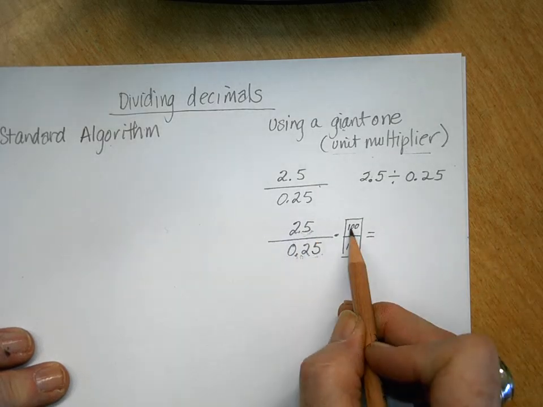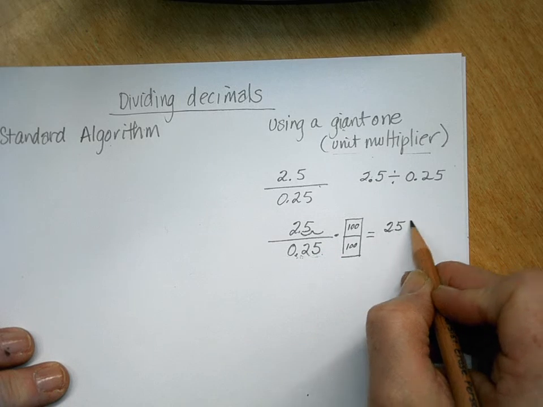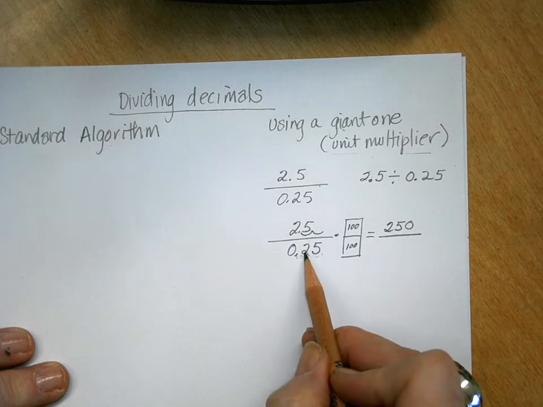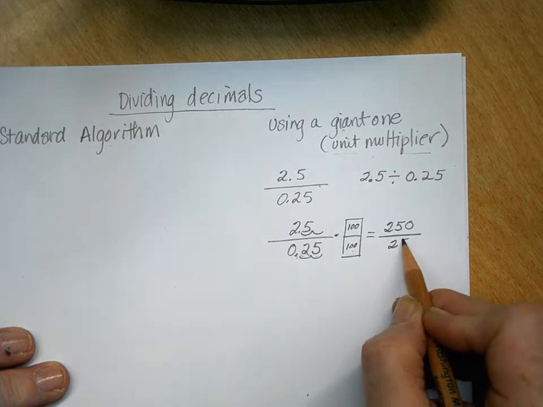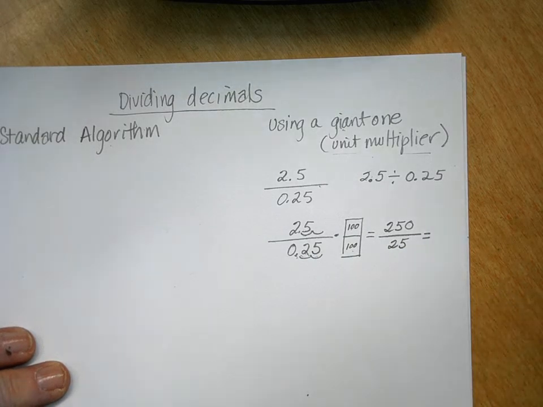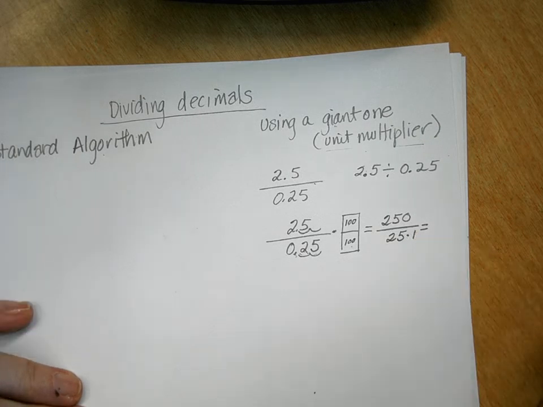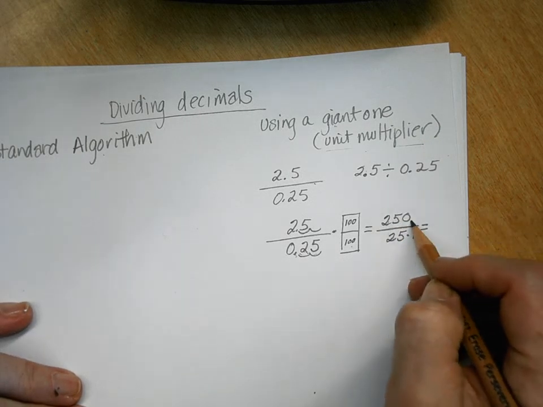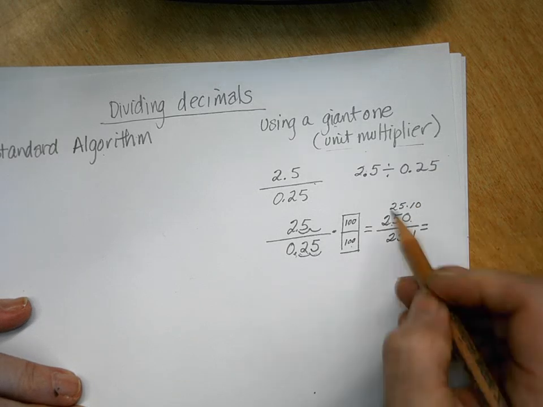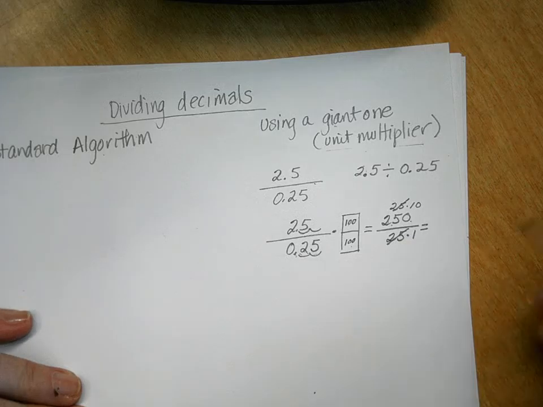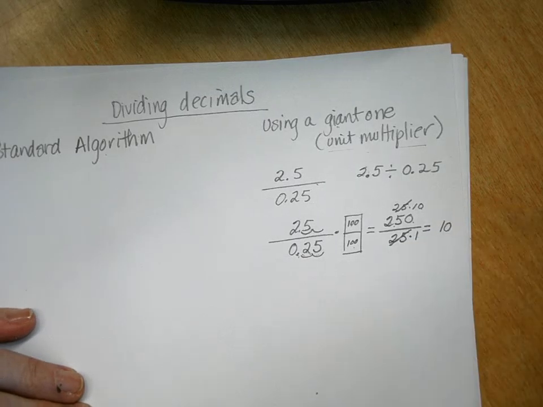So 2.5 times 100 would be 250. 0.25 times 100 would be 25. Now at this point, I can factor out. 25 is the same as 25 times 1, and this 250 is the same as 25 times 10. So I have 25 over 25, that's a giant one. That leaves me 10 over 1, or 10, and that's my answer.